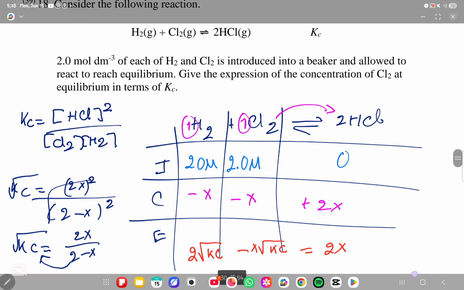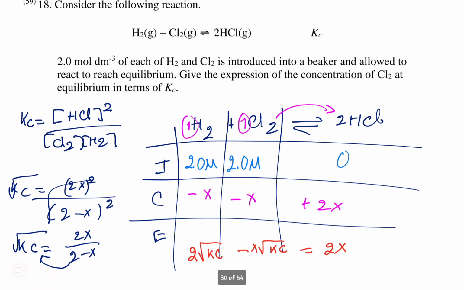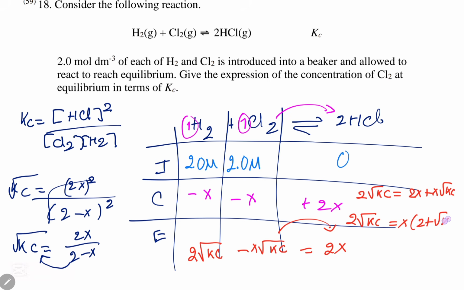Now let's first find only the value of x. I move this to the other side, so 2 root Kc is equal to 2x plus x root Kc. I take x as a common factor, so 2 root Kc is equal to x times 2 plus root Kc. Then I divide both sides, so x is equal to 2 root Kc divided by 2 plus root Kc. Now, they want the expression of the concentration. So x is not the concentration of Cl2. The concentration of Cl2 is 2 minus x, so it's 2 minus 2 root Kc over 2 plus root Kc.